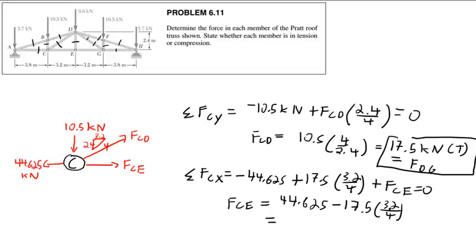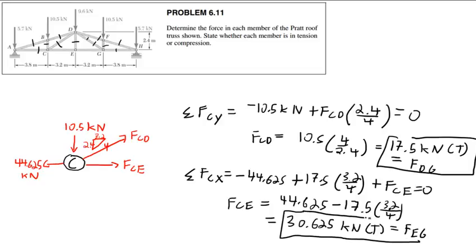44.625 minus 17.5 times 3.2 over 4, and I get 30.625 kilonewtons tension. And this is also equal to FEG. And now we have completely solved this truss.